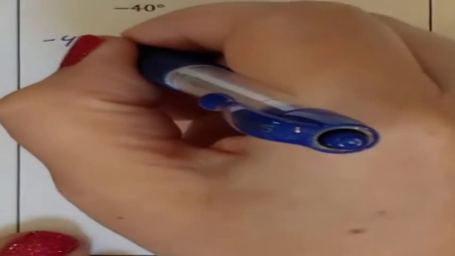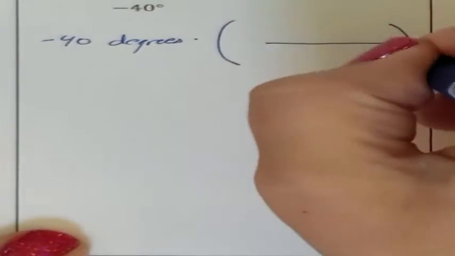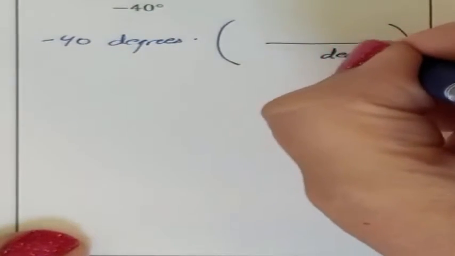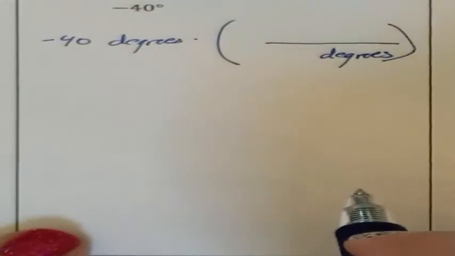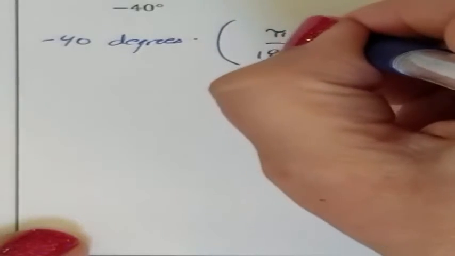I'm given a degree measure. So I have negative 40 degrees, and I am being asked to convert it into radians. If degrees is what I have, and degrees is what I want to get rid of, that's what goes in the denominator. When we're doing our unit conversion, we're always referring to 180 degrees as being the same as pi radians.